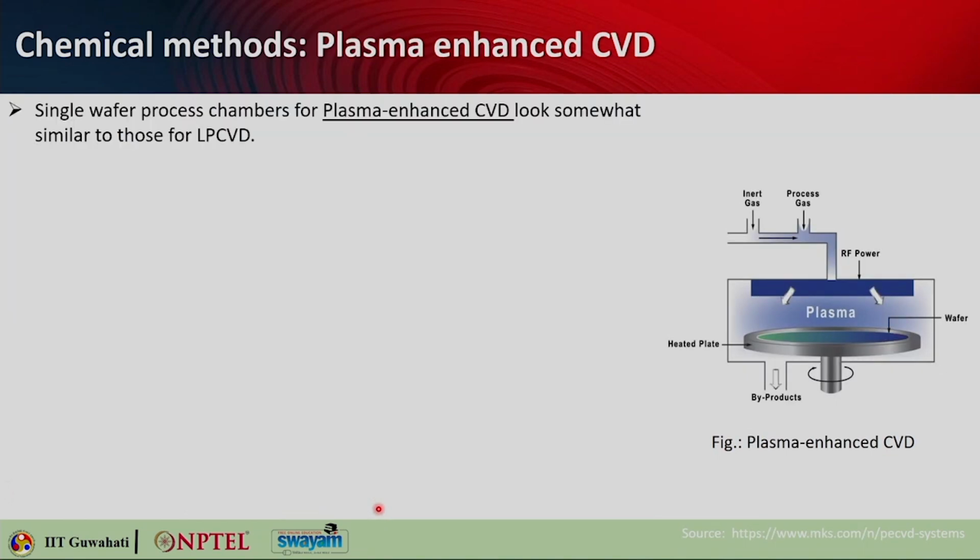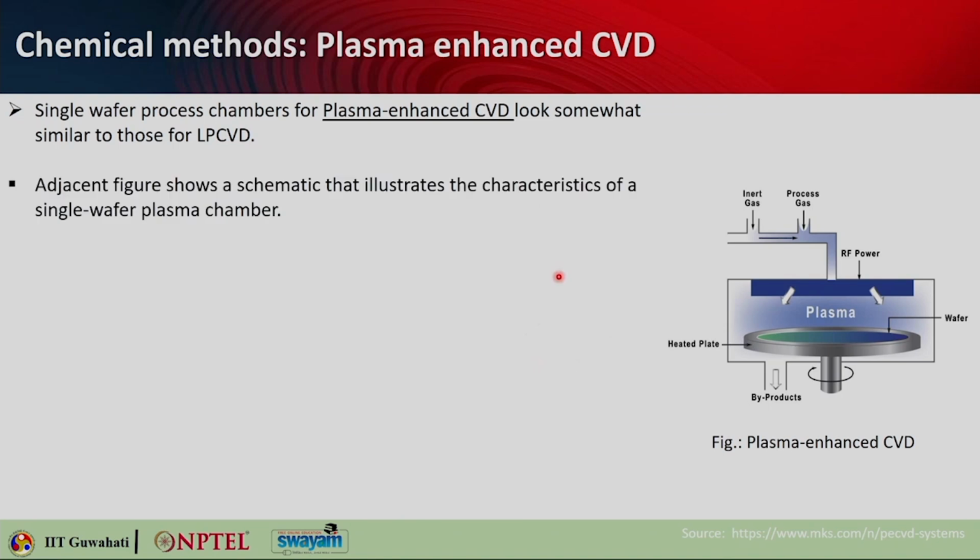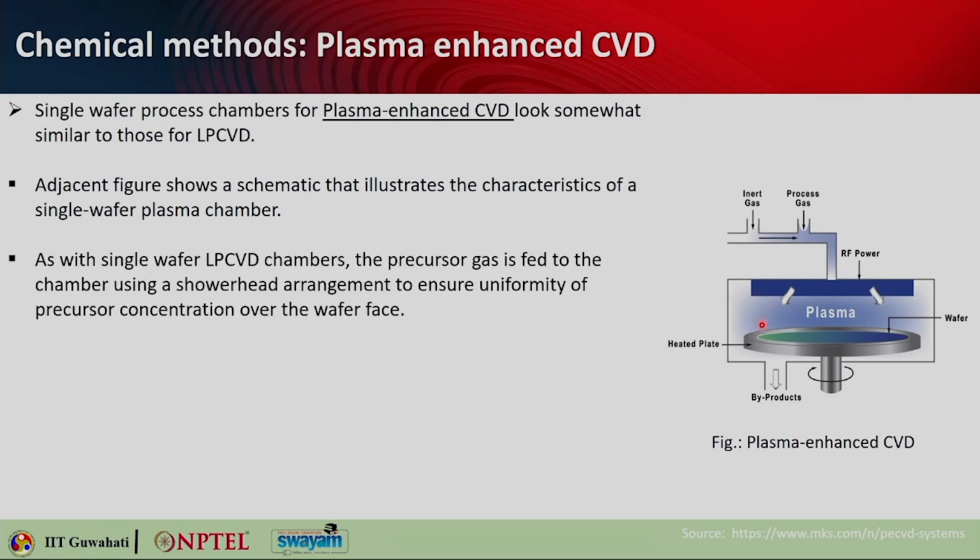Next method we will see is plasma enhanced CVD. Now, single wafer process chambers for plasma CVD look somewhat similar to this low pressure CVD. The adjacent figure shows a schematic of how exactly a single wafer plasma chamber will look. As with the single wafer LPCVD chambers, here also the precursor gas is fed to the chamber using the shower head, and that ensures the uniformity of the precursor concentration over the wafer face. This is where the wafer is kept, on a heated plate, and the byproduct gases are exhausted through this outlet which is below the wafer level.